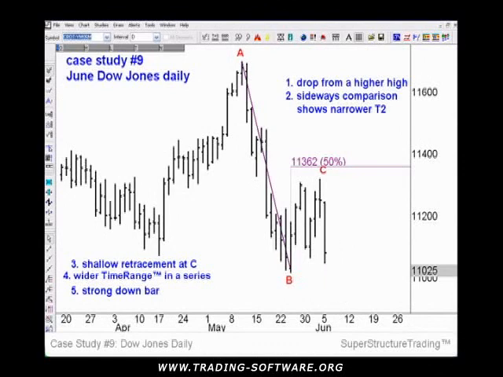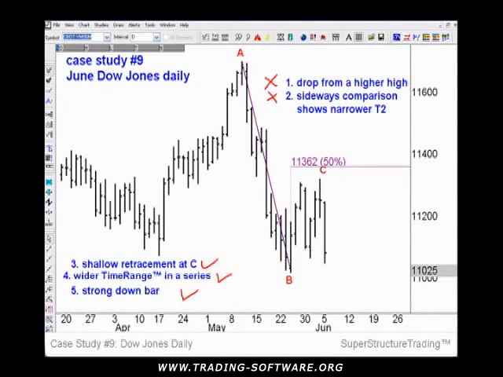Number 1, a drop from a higher high. That's not really that good. Sideways comparison showing a narrower T2, which is right here, compared to T1. That's not too good either. Number 3, shallow retracement at point C. Now if we're going to break out below B, that's a good one. Wider time range in a series, that's also a very good one. Strong down bar, thrusting down, that's also a very good sign. Shows a lot of momentum. And here you see 2 no's and 3 yeses in terms of the breakout to the downside.